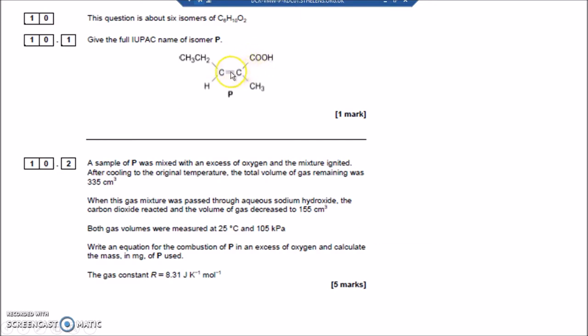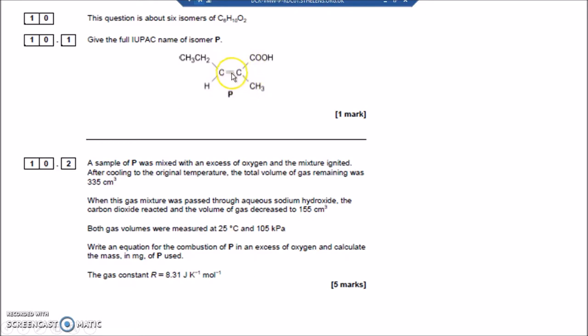So it's pent-2-enoic acid with a methyl group at number 2 as well. And it looks like it's a Z isomer, because I've got no free rotation about the carbon-to-carbon double bond. And so I've got two different groups to the left of the carbon-carbon double bond, and two different groups to the right of the double bond.